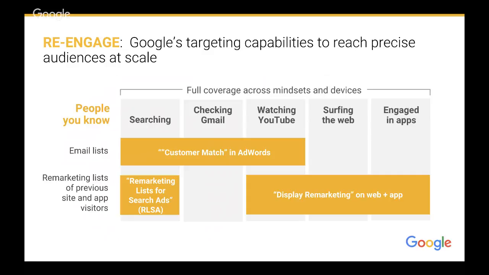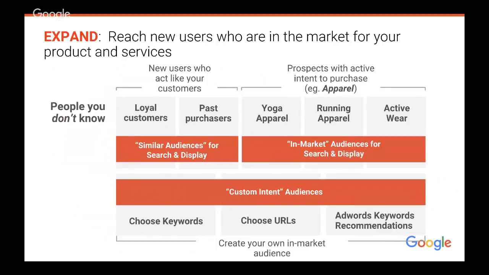So re-engage. We already spent quite a lot of time on this. For advertisers, they could do display remarketing on AdWords. They can also do remarketing lists for search ads, and also customer match. This will help them re-engage with the people who visited their website, and also who have purchased the products and services that advertisers have. Today we're going to talk a little bit more on the expand part, because we find this is the most overlooked solution across a lot of our advertisers.